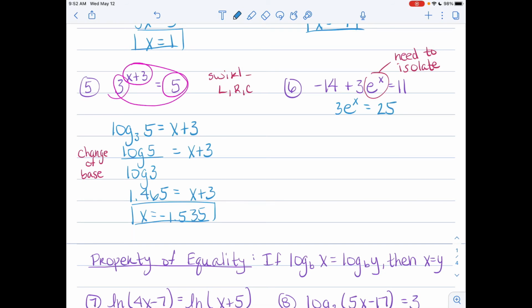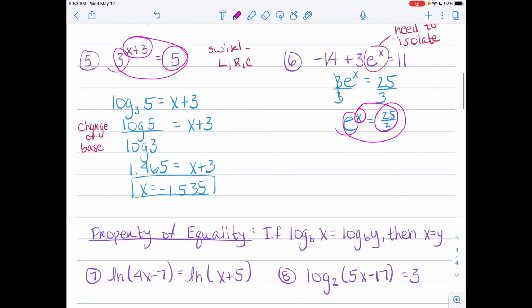All right, now I still have this 3 out in front, so I want to move it to the other side too. I can move it by dividing to undo my multiplying. Now I have e to the x is equal to, well, 25 over 3. I could go ahead and make that a decimal right now, but I'll just hold off for now. Now we can swirl. e, 25 over 3, and then finally x. Remember, left, right, center.